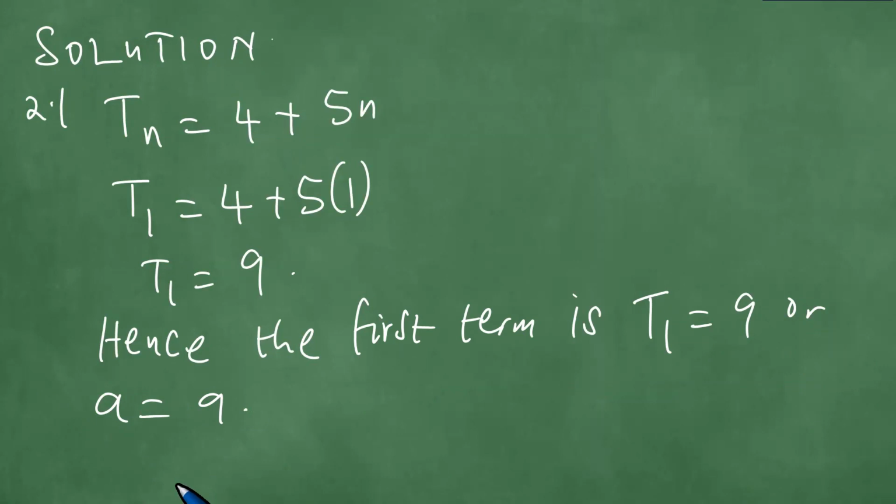So is it always 1? Yeah, it's always T1. Yes. So in other words, because they're looking for the first term, the examiner said first term. First term means that the term number n equals 1 in the sequence. So because they're looking for the first term, we call it T1 equals 9, or we call it A equals 9.